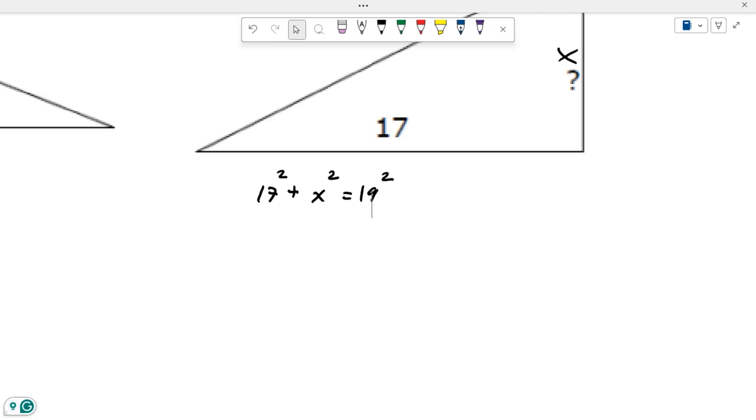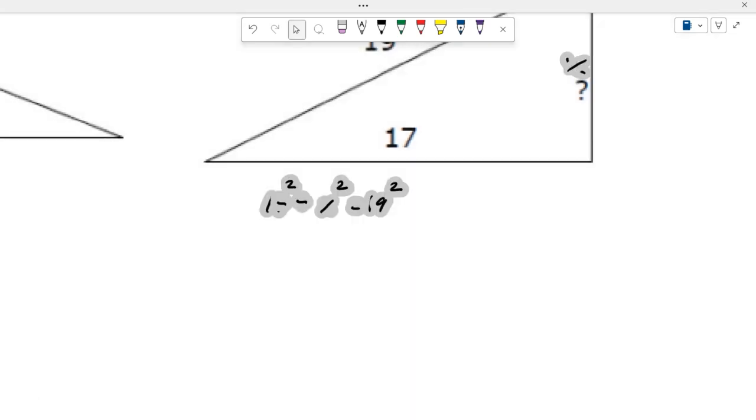So 17 squared is 289 plus x squared. Not much we can do with that at the moment. 19 squared is 361. So all I did in my first step was evaluate each of the squareds.